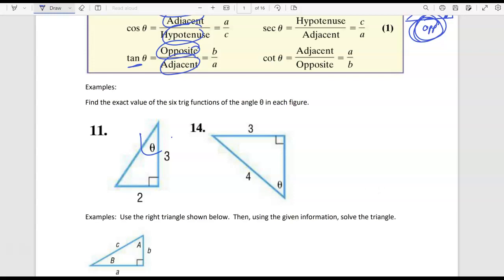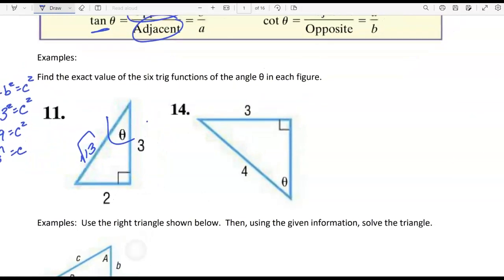So we can use a squared plus b squared is equal to c squared. In this case, we're looking for the hypotenuse. So one leg is going to be 2, the other leg is going to be 3. That's going to be equal to c squared. So we have 4 plus 9 is equal to c squared. So the square root of 13 is going to be equal to c. And we want to find the value for all 6 trig functions.